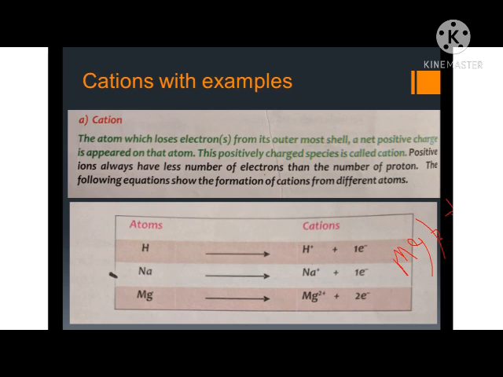So this is cation. When an atom loses electrons and gets a resultant positive charge, that positively charged species is called a cation, and this cation takes part in chemical reactions. Because of this property, that they take part in a chemical reaction, we call this a chemical species.